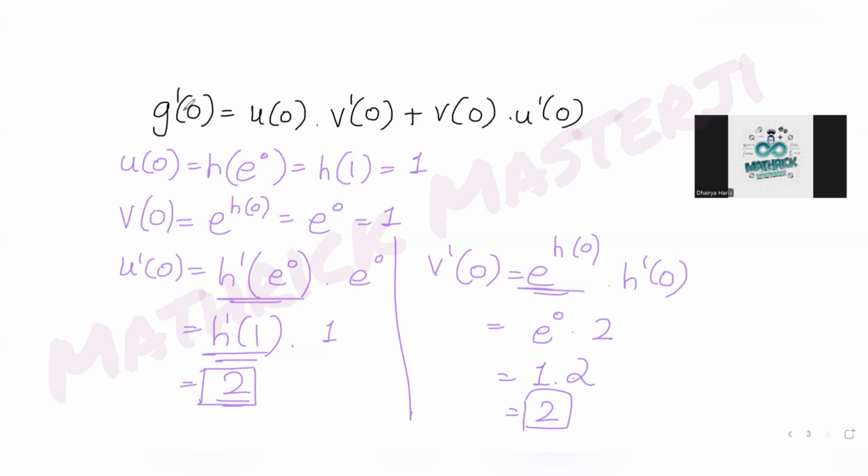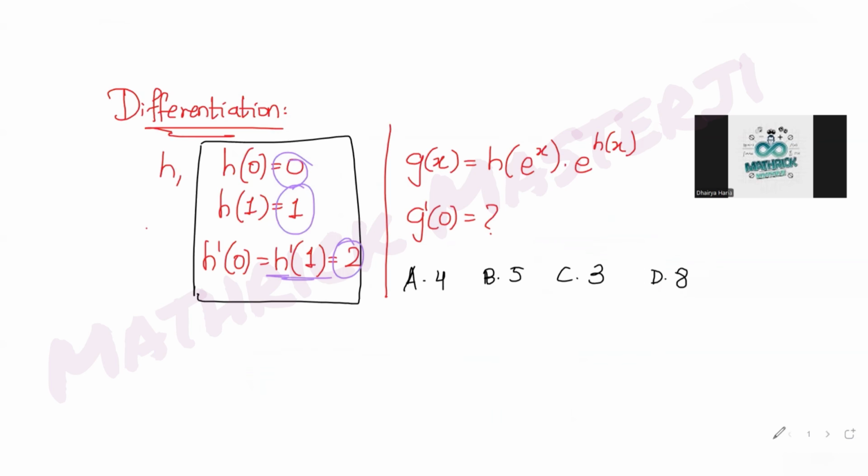Now, if I just want to find g dash of 0, I'll just put in these answers that I've gotten for all the 4 of them. So let's do that. So I get u of 0, which is 1, into v dash of 0, which is 2, plus v of 0, which is again 1, into u dash of 0, which is again 2. So if I put this here, I get 1 into 2, which is 2, plus 1 into 2, which is again 2. So 2 plus 2 basically makes it 4. So I get the answer to the question, and that's basically 4. So the answer choice that matches here is option A. So A becomes the correct answer for the question that is given to us here.